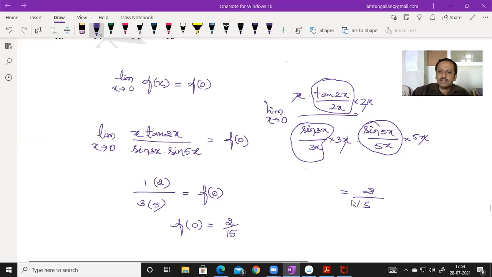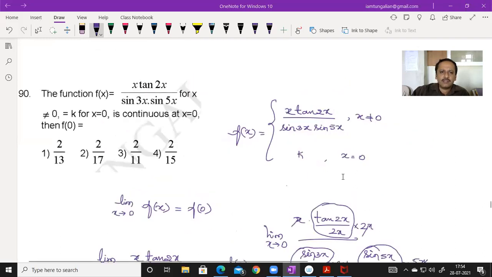Why have we equated it as x equal to k? They have given in the definition the function f of x equal to this much for x not equal to 0, and it is equal to k for x equal to 0. So it is equal to k. This question could also be asked as, instead of asking what is f of 0, they might ask you what is k. Right. Okay. Now, next question.